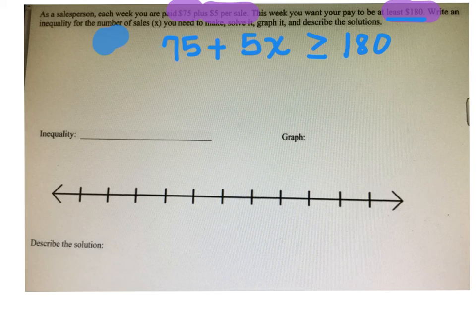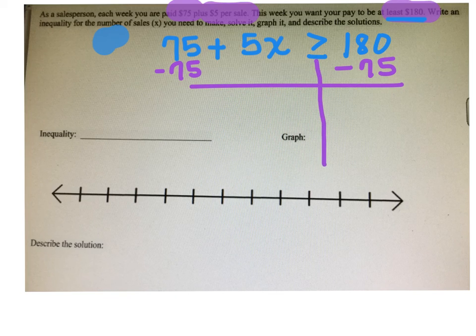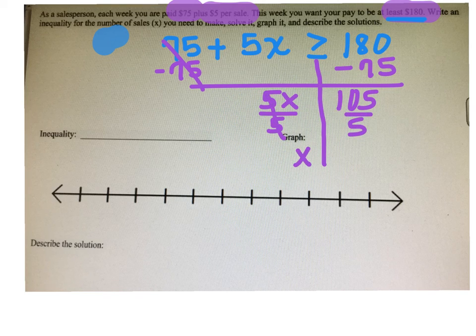Now I can solve this just like an equation. I'm going to subtract 75 from both sides. I can draw my line down too. So I'll subtract 75 from both sides. I end up with 5x, and on the other side, I end up with 105. My last step is to divide by 5. So I end up with x on the first side, and then 105 divided by 5, that is 21.